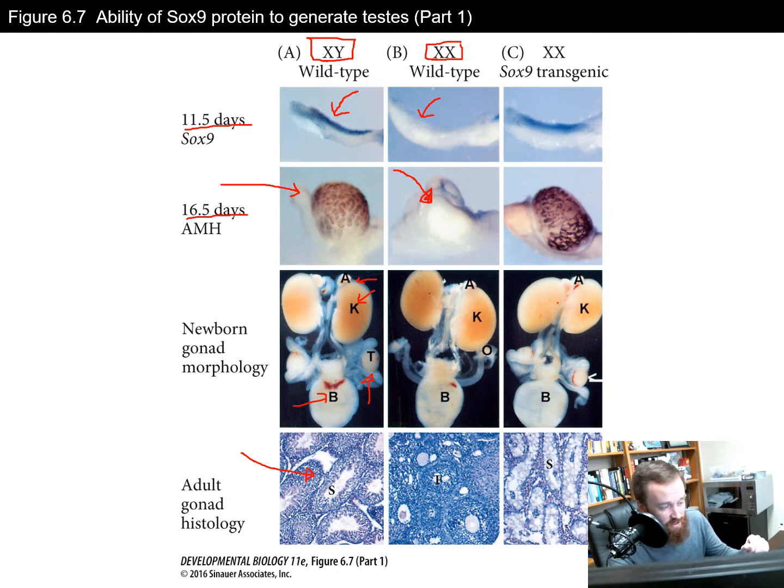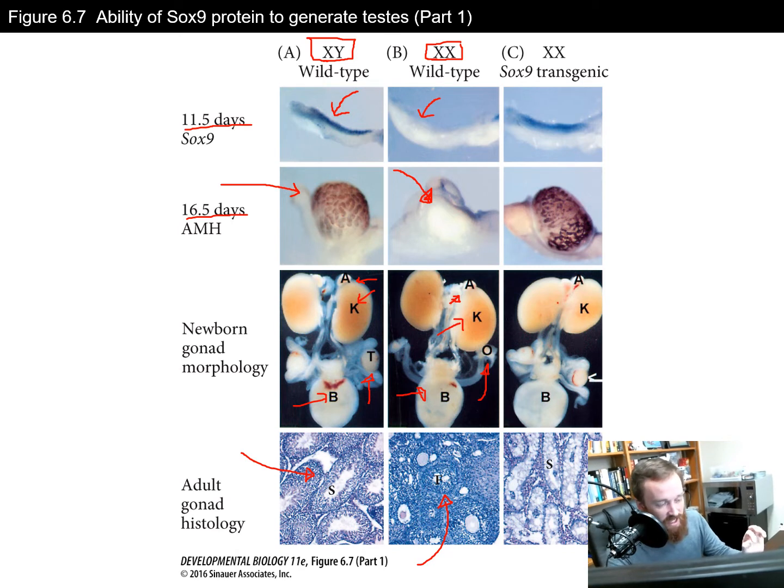Now if we look at the gonad morphology, again we have kidney and adrenal glands like we would expect in both males and females. We have a bladder just like we would in both males and females, but instead you can see we have the development of a fallopian tube with an ovary on the top. And if we were to look at the histology, we can see it's starkly different from the testes, and we actually have cells that are more representative of ovaries.